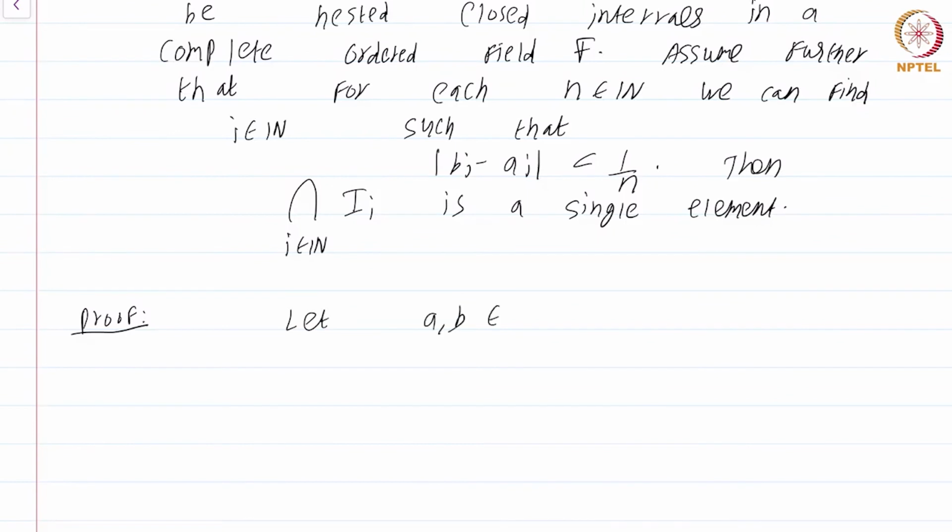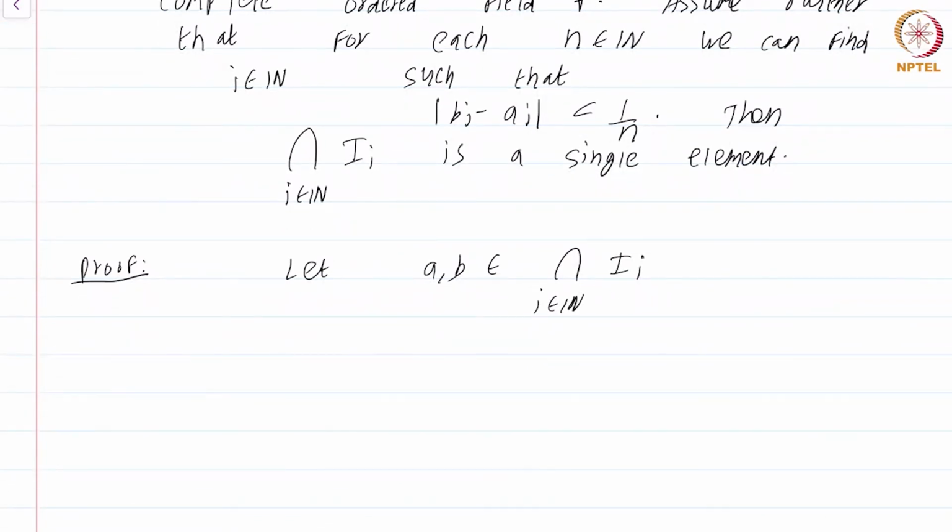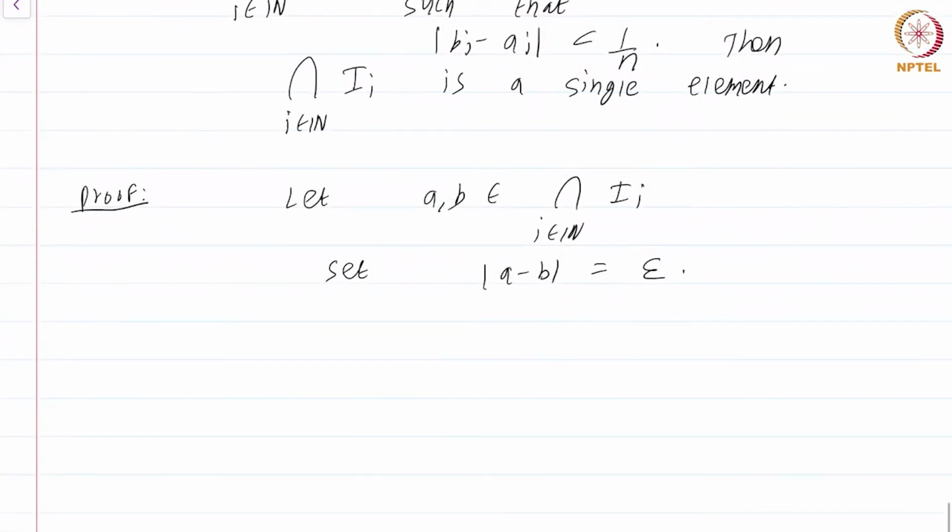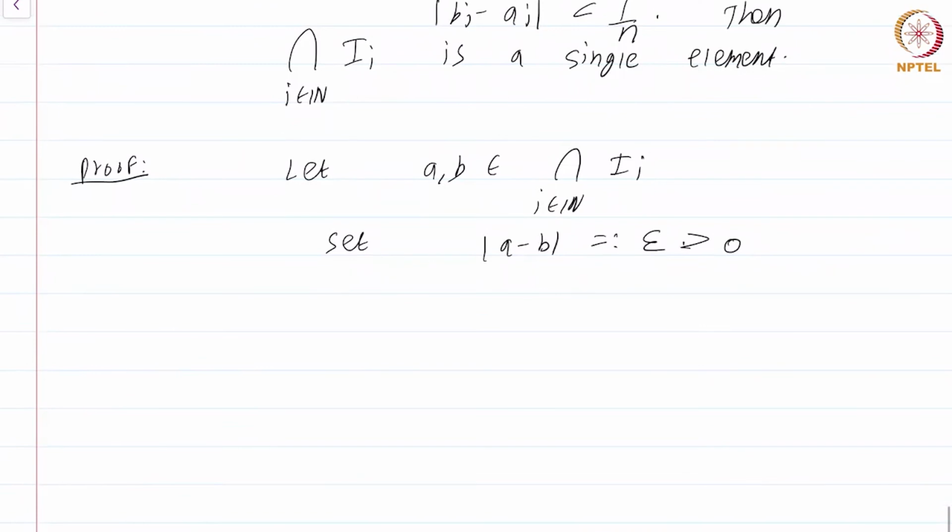Let a comma b be there in the intersection. Note that the fact that there is at least one element in the intersection is guaranteed by the nested intervals theorem. We have to show that there isn't more than one. And recall that in such scenarios, we assume that there are two elements and show that both are the same. So let a comma b belong to the intersection of the I_n. Set epsilon to be mod a minus b. This is a positive quantity.